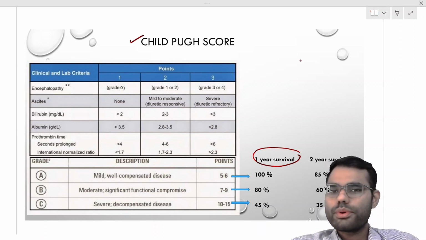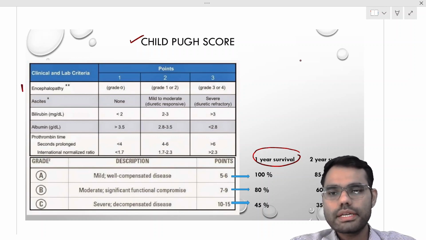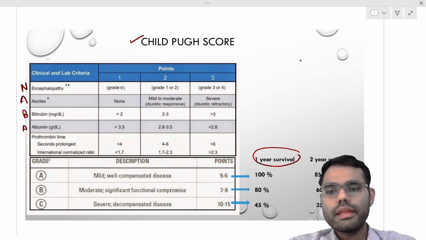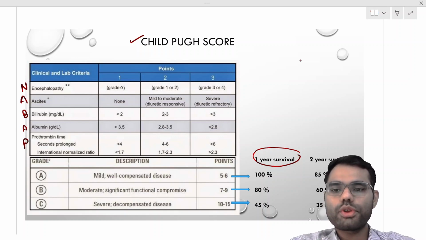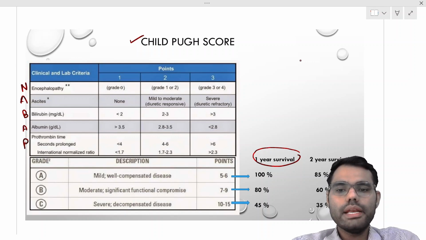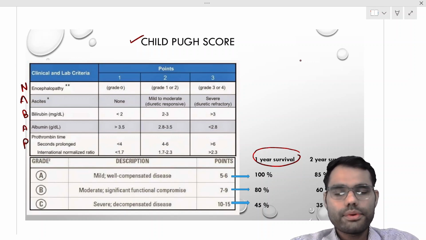So this is a very important score. All of us must learn this score. It includes these 5 parameters: neurological status, that is encephalopathy, ascites, bilirubin, albumin, and prothrombin time. Scores of 1, 2, and 3 are given for each individual parameter, for example whether ascites is none, mild to moderate, or severe, and likewise for bilirubin, albumin, and PT values, right? Then all these 5 values are totaled, and we calculate the total points. Depending on that, we say which Child-Pugh grade it lies in, right?